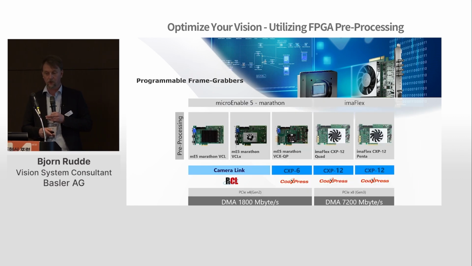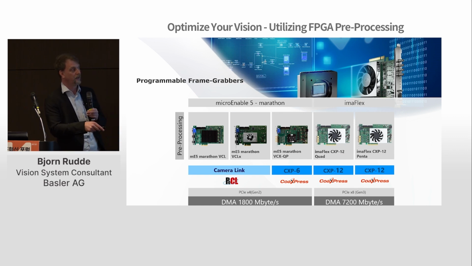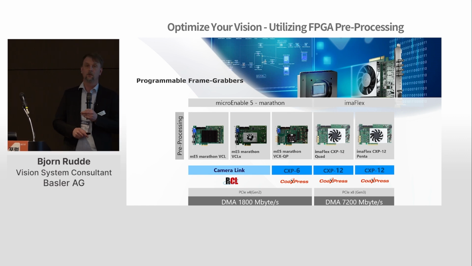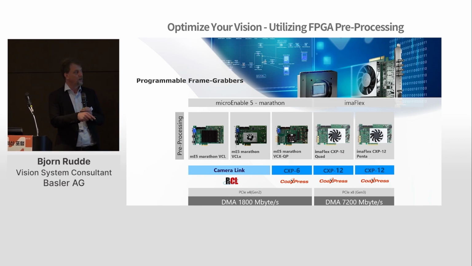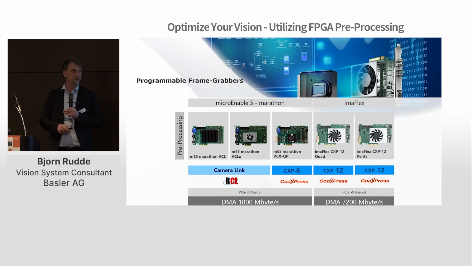So when we want to talk about the hardware being available, we can support Camera Link, CoaXPress 6, and also CoaXPress 12, and more to come in the future. So when we look at these frame grabbers for Camera Link, they have a potential output of 1.8 gigabytes per second, while the ImaFlex goes up to 7.2 gigabytes per second. The ImaFlex series is focused on CoaXPress 12, so one of the current standards that went into the market.